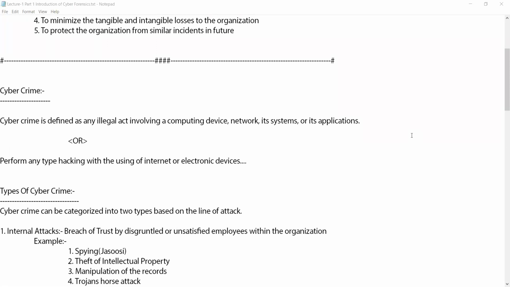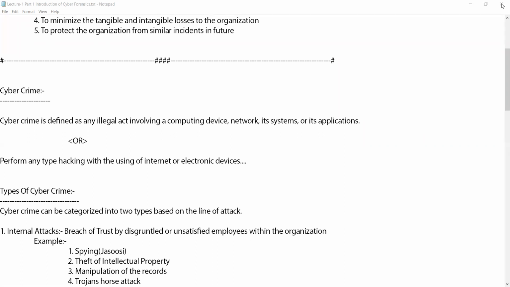In other words, cyber crime is defined as any illegal act involving a computing device, network, system, or application. You can also say that it is performing any type of illegal hacking using the internet as well as an electronic or computing device. So this is the complete definition of cyber crime.